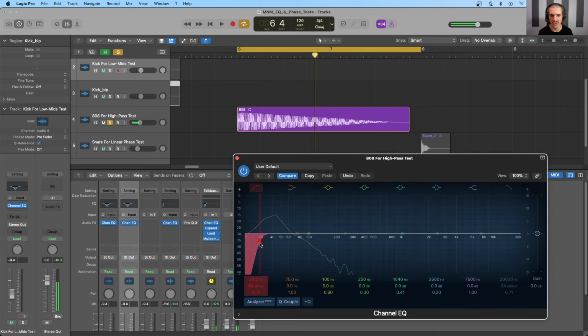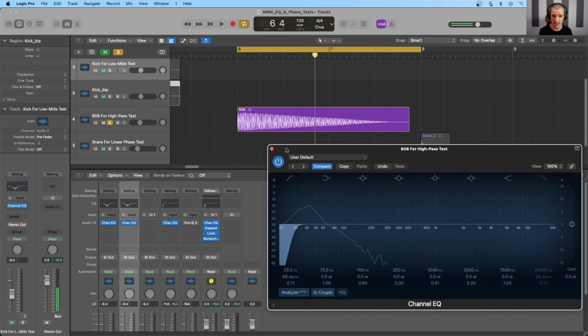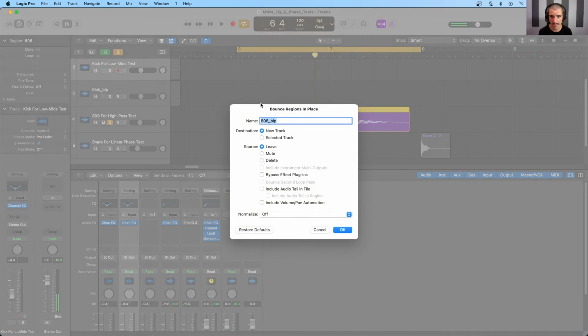It almost sounds better in some respects by itself with this high pass filter engaged, in my opinion. And again, the reason for this could be that I'm only using headphones that don't really go down this low, but to my ears, having the high pass filter here subjectively sounds a little bit better. So let's bounce this in place. New track, leave the original source, don't bypass the effects.